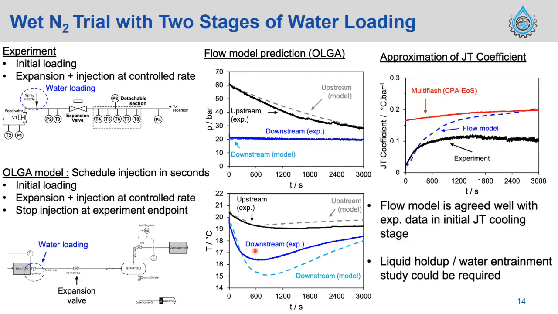Based on this model, I compared our experimental result, the flow model and the multi-flash prediction. Still, the multi-flash prediction gives a huge deviation from the experiment. And this gap in the temperature profile is the source of the deviation in the JT coefficient comparison. As this is a wet system, we need to study further the liquid holdup or water entrainment in the Olga model to better match the result to the experiment.